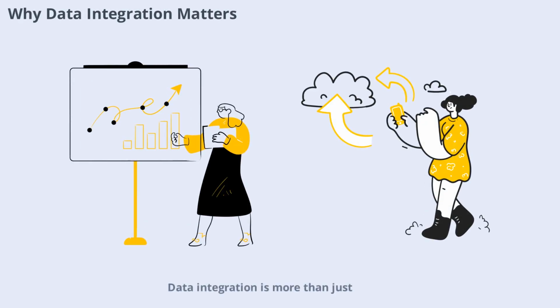Data integration is more than just a technical process, it's a strategic necessity. Imagine trying to analyze sales trends when your customer data is in one system, your inventory in another, and your marketing results in yet another. Without integration, you're left with fragmented information and incomplete insights. By unifying data, organizations can see the full picture, identify patterns, and make informed decisions. This holistic view is essential for accurate reporting, regulatory compliance, and staying competitive in today's fast-paced market.